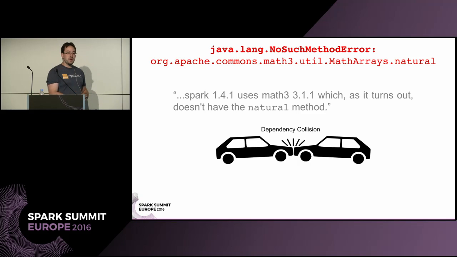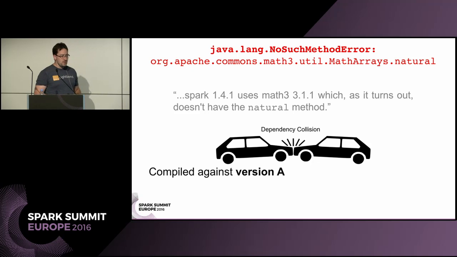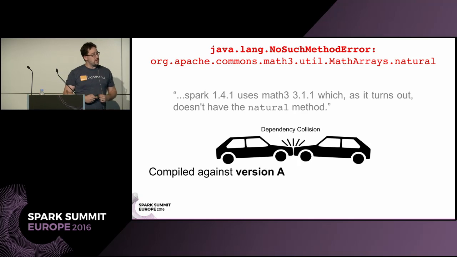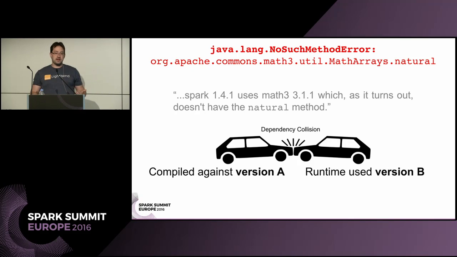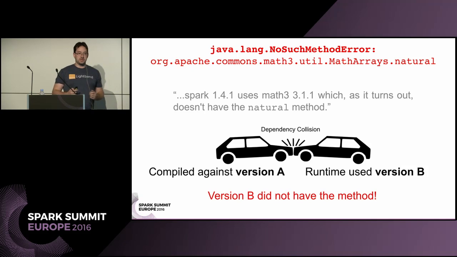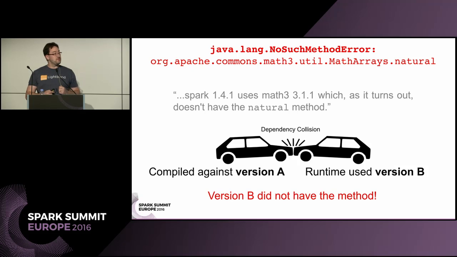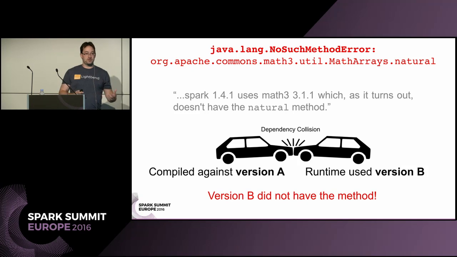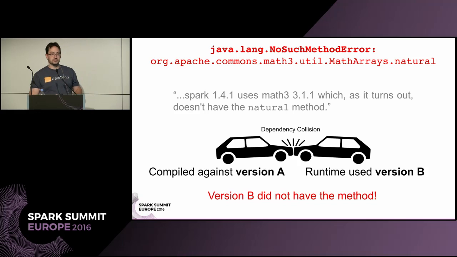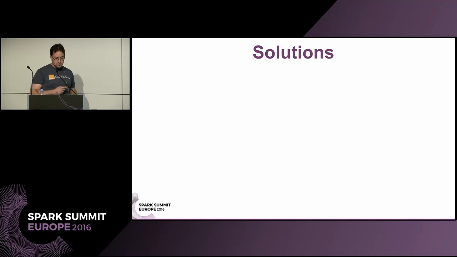So what happened? We've got a dependency collision happening here. Whenever they compiled, it was against version A, whereas whenever they ran it against their cluster, Spark was running on version B. So version B didn't have the method, and you run into a runtime error. You kind of have to dig into it. This one was a little bit more difficult because it was kind of a collision between their custom code and what was already built into Spark. So they were using the same library, just different versions between Spark and their own.